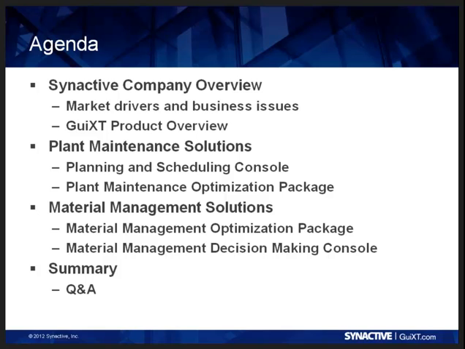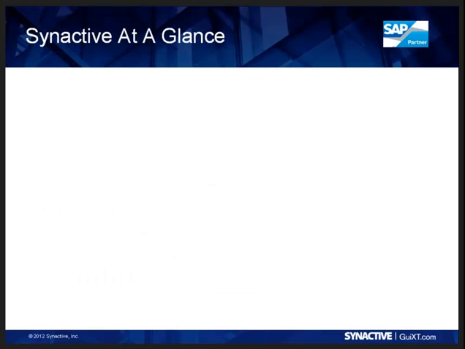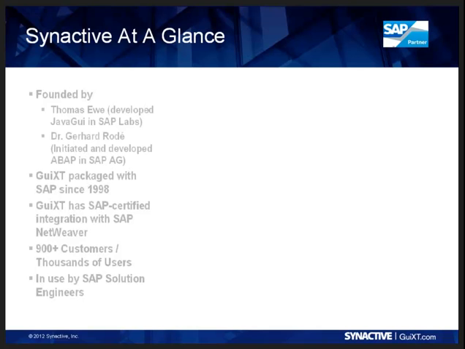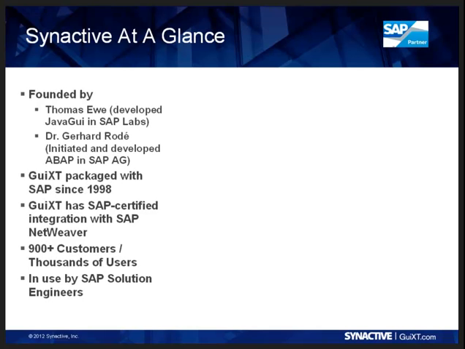Okay, so who are we? This is a high-level view of our founders and where we started. Our founders came from SAP more than a decade ago, and basically there's two of them. Dr. Gerhard Rodet, who was the 50th employee of SAP. He wrote the ABAP language and is also known as the father of ABAP. And here at headquarters in California is Thomas Yu. He worked at SAP Labs in Palo Alto, where he initiated the Java GUI.